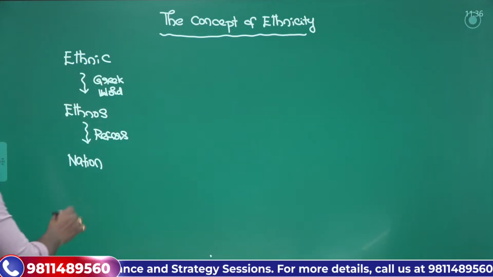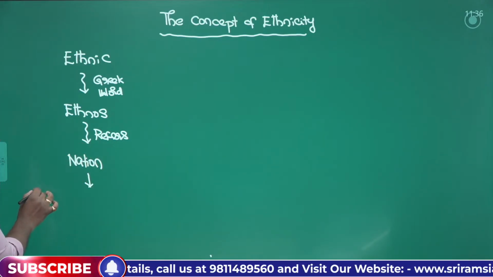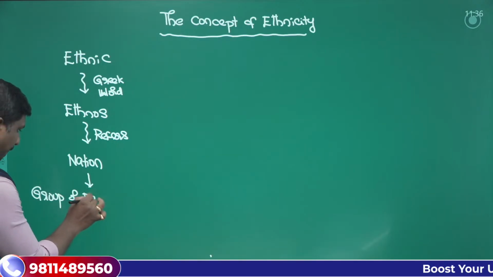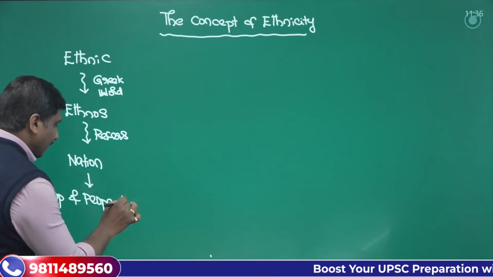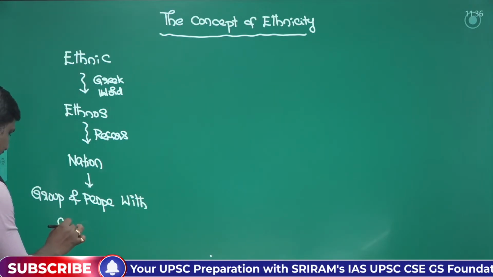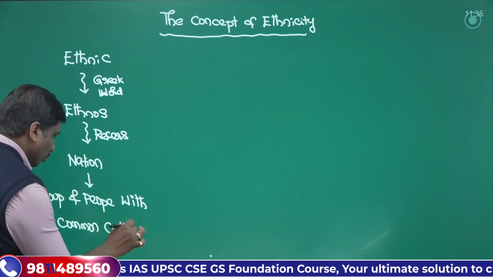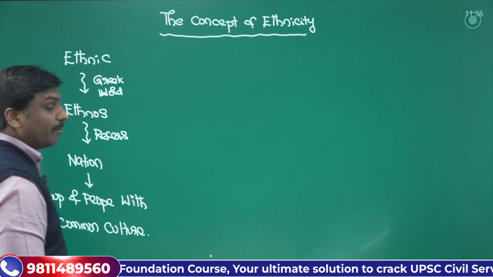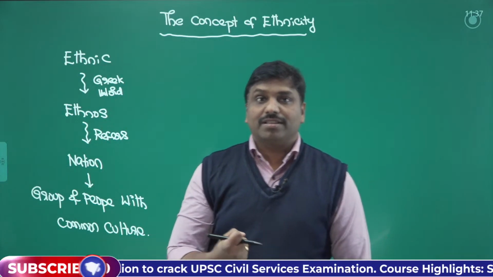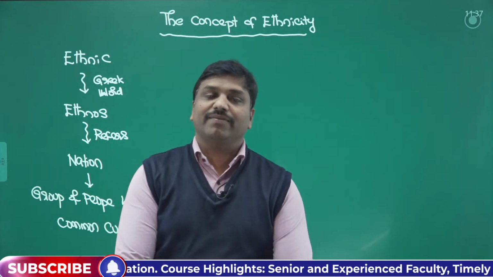Furthermore, what do you mean by a nation? Nation is nothing but a group of people with a common culture. This is the very simple definition that we can give for a nation. That means a group of individuals, or an association of individuals, who share a common culture, and all such kinds of definitions we can give.